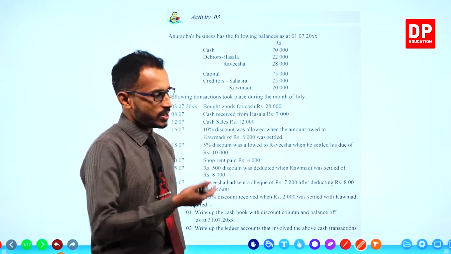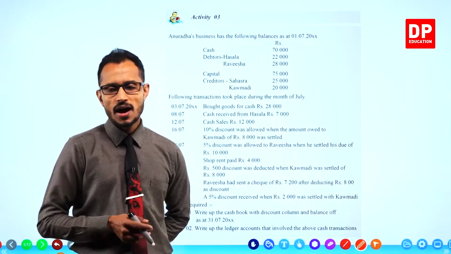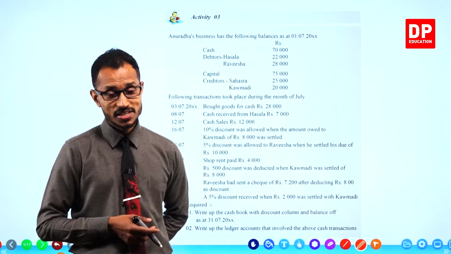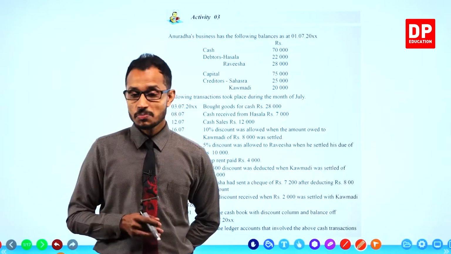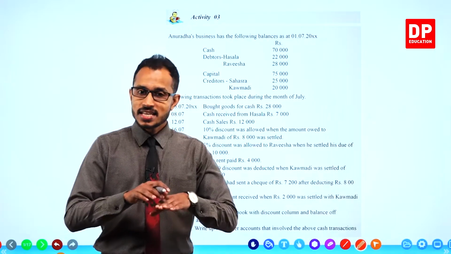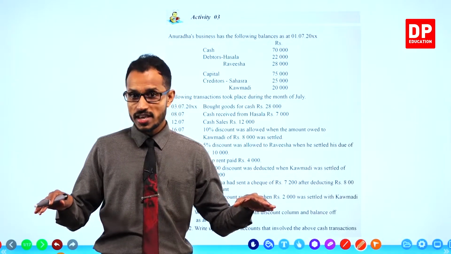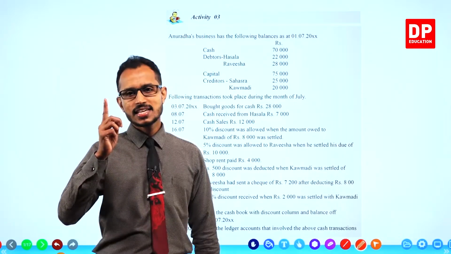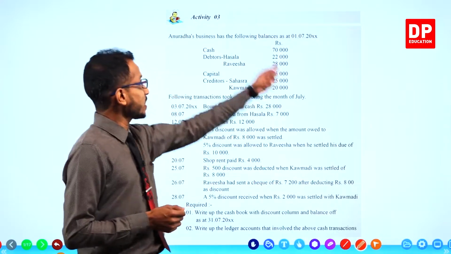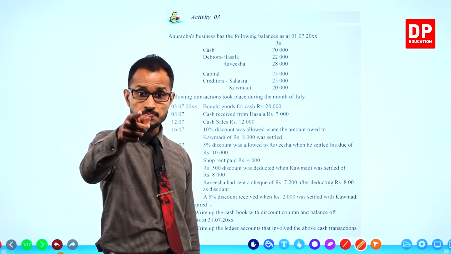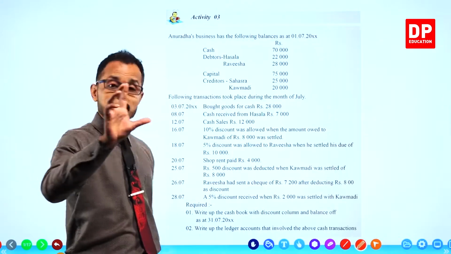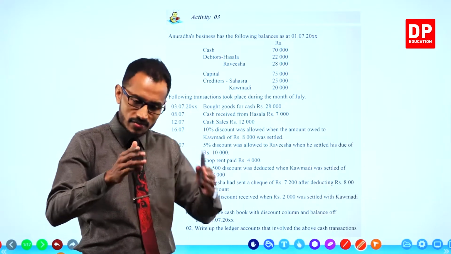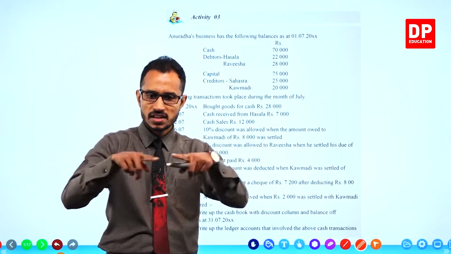We meet again with Unit 8, last part of the cash book. When I say last part, in the previous session I said this was the last part. But we are ending the cash book today with one last exercise. That is Activity 3 in your textbook. This is about preparing the cash book with discounts and the relevant ledger accounts.